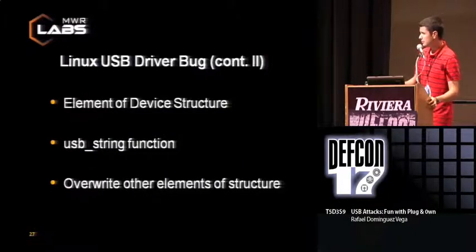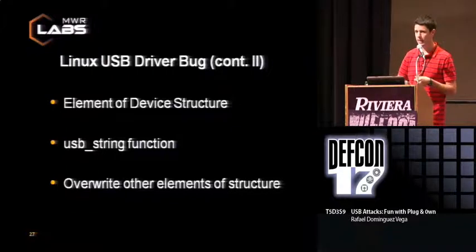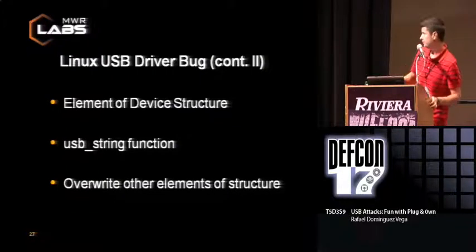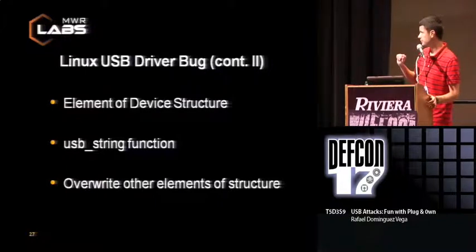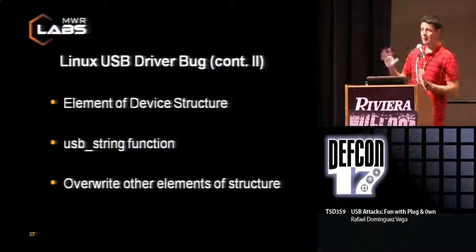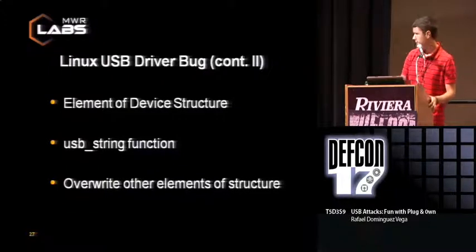So the USB string function is not similar, but we can think of it as a mem copy or a string copy, because we are copying from A to B into a buffer. And the buffer that we are overflowing is used by an element of one of the USB device structures. So what is happening is we are copying too much data into that buffer, allowing us to overwrite other elements of the data structure. And we'll see later what can happen with this.